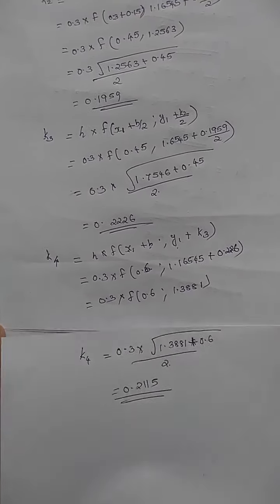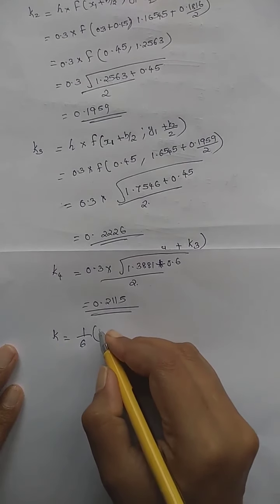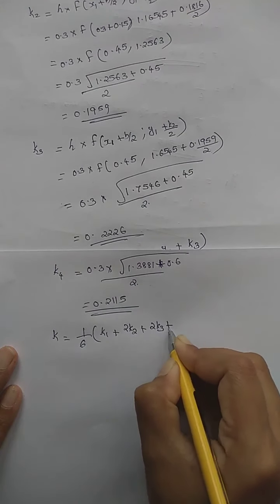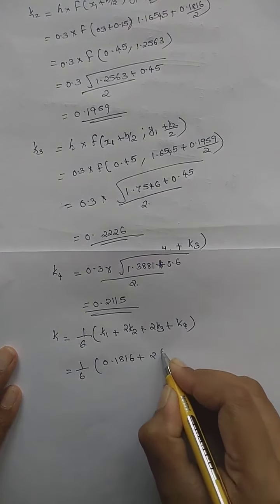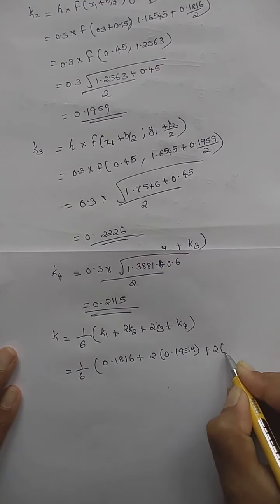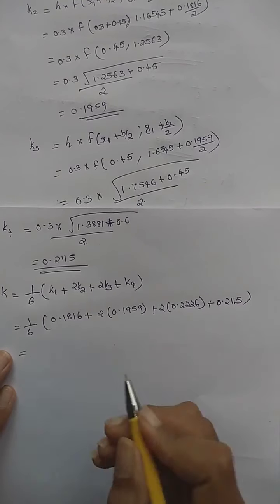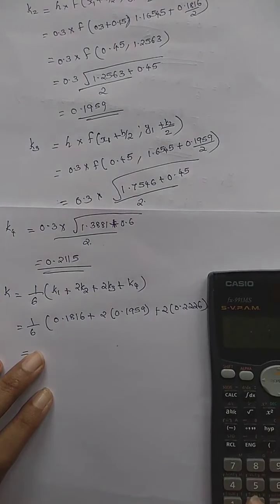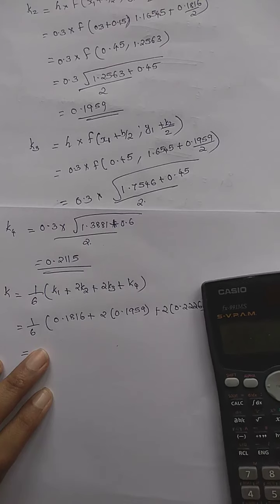So we got K1, K2, K3, K4 values. Now we have to find out K. K is equal to 1 by 6 into K1 plus 2K2 plus 2K3 plus K4 value. So that is equal to 1 by 6 into 0.1816 plus 2 into 0.1959 plus 2 into 0.2226 plus 0.2115. That value divided by 6, you will get it as 0.2050.